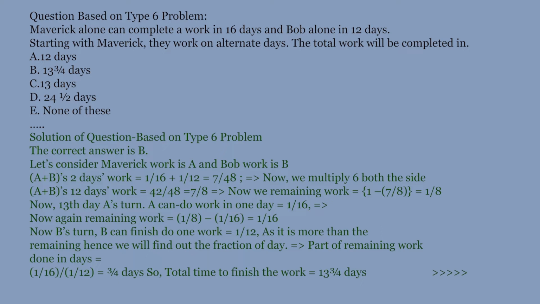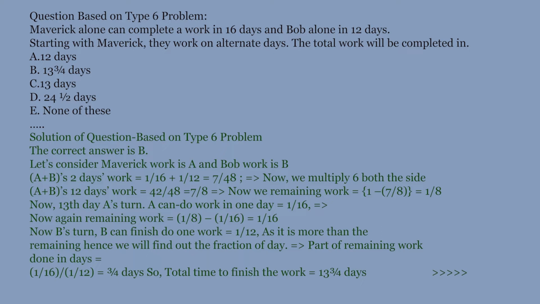So now we know that 2 days work is 7 upon 48. Which number should we multiply by? We should multiply by 6, because 6 is the closest number which makes the right hand side close to 1. So we'll multiply 6 on both sides. So 2 days will become 12 days. So A and B's 12 days work will be 7 upon 48 multiplied by 6, which is 42 upon 48, which eventually becomes 7 upon 8. So A and B's 12 days work is 7 upon 8.